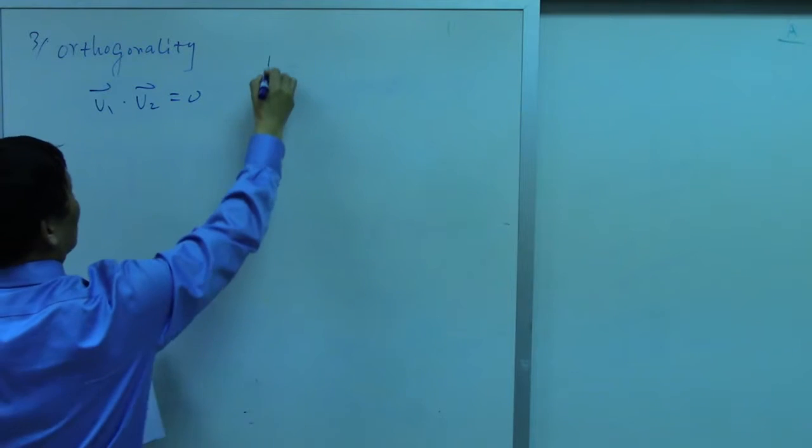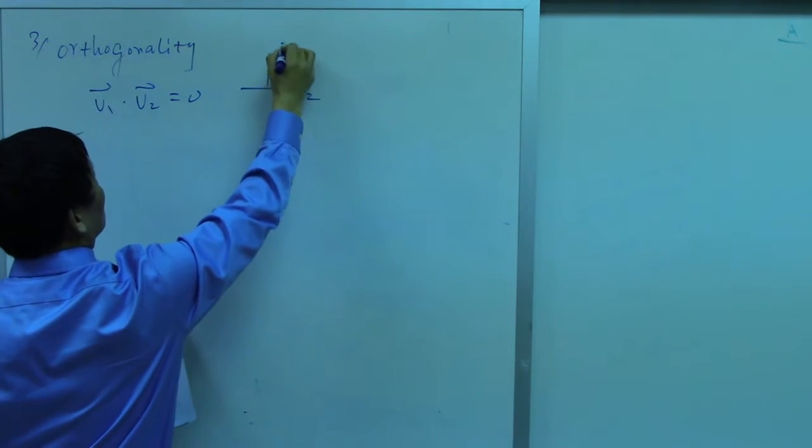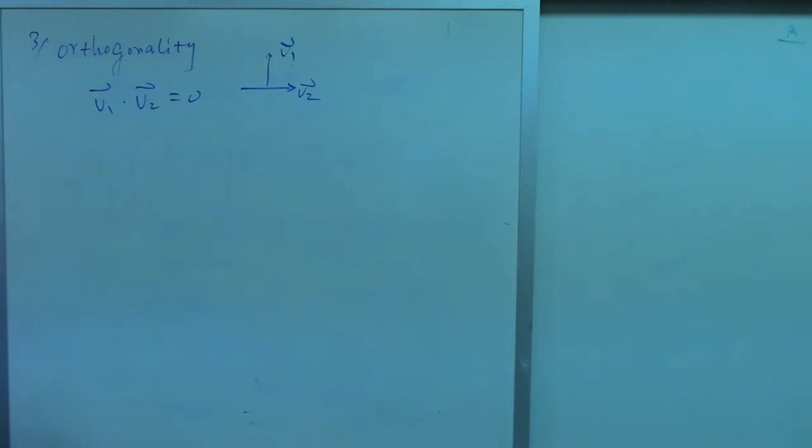So one is V1 like this. This is V1, this is V2. Vector means we have amplitude, length, size, and we also have direction.